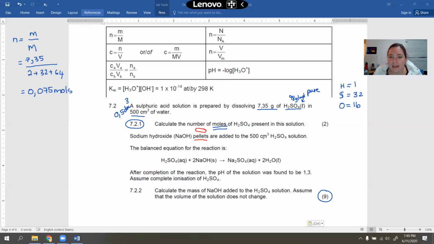So those little pellets are added to the solution over here. The balanced equation for the reaction is given over there, and you are told that after completion of the reaction, the pH of the solution was found to be 1.3, and we can assume that H2SO4 has complete ionization. That means that it is a strong acid, which we should assume, but I think they put it in because sometimes people get fussed about whether it is or isn't. Now, the question that we've got is to calculate the mass of sodium hydroxide which was added to the H2SO4 solution, and assume that the volume of the solution does not change.